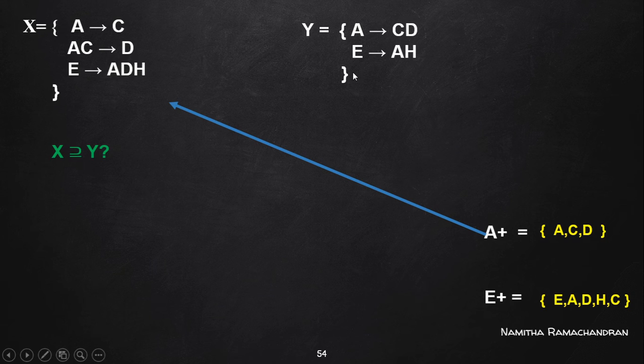Okay, now move to the subset dependency. The first dependency here is A implies CD. The LHS part contains A. So move to the closure of A.